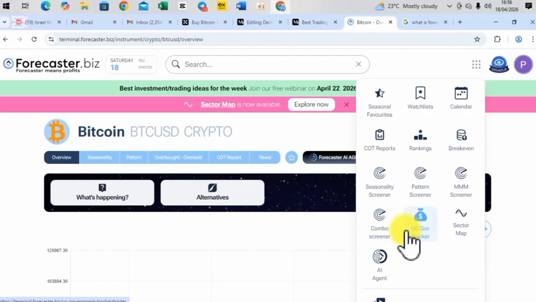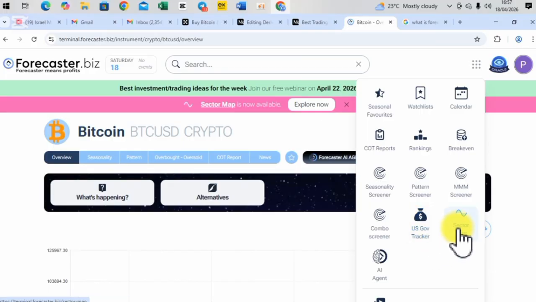Then we have the US government tracker, and that one means you are trying to track the real-world asset moves of government officials and connected insiders. Yes, as I said, we are trying to follow the big boys. Although you are a retail trader, you can follow the big boys, and this forecaster terminal is going to help you do that using the US government tracker. You are even able to track what the politicians are buying and selling, or where they're investing their money.